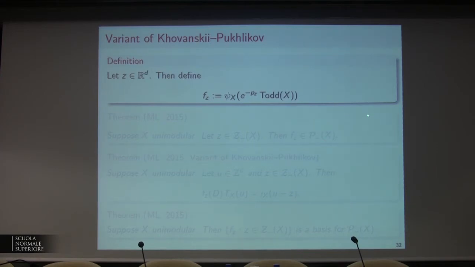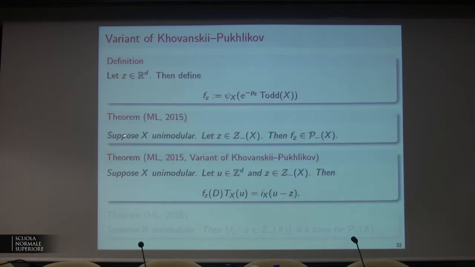So yeah, let us define a new operator. We take this Todd operator, we shift it by some exponential, and then we project. This exponential depends on a vector z, and we call the polynomial that we obtain f sub z. And well, here's the theorem. If we start with a given unimodular list of vectors and we take an interior lattice point z in the zonotope, then this f sub z will actually lie in the internal space. By the theorem on the previous slide, this means that the differential operator coming from this element leaves the multivariate spline continuous, and then we get this variant of Khovanskii-Pukhlikov.